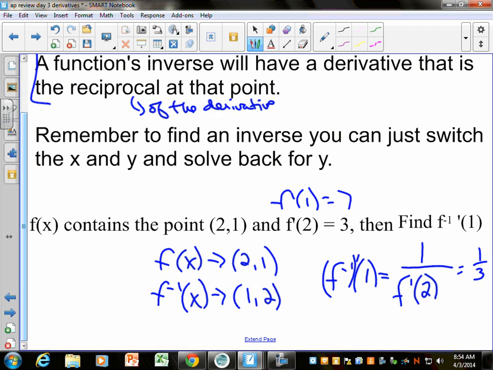Because they give you that extra information because they know that some people are going to say, oh, the inverse is just the reciprocal of this one, and you're going to pick 1/7. 1/7 would be a choice. But you have to know you have to switch the x and the y. So the derivative of its inverse at 1 is the reciprocal of what the original x value was. So you have to kind of match those up. And so that's why it's 1/3.